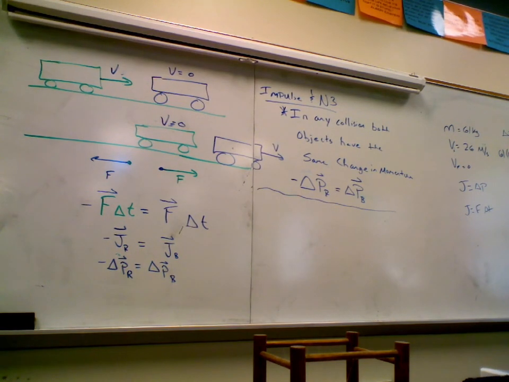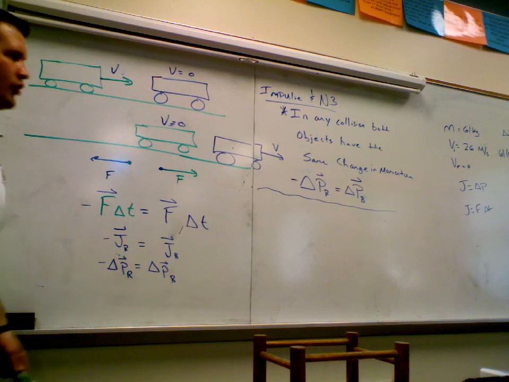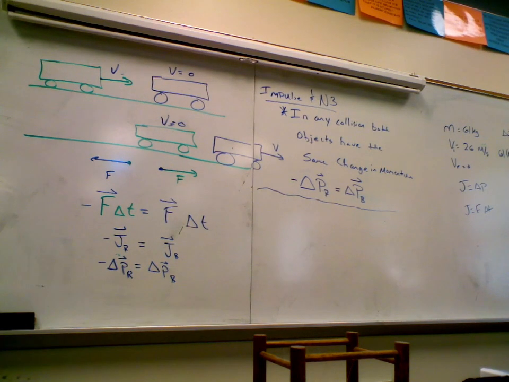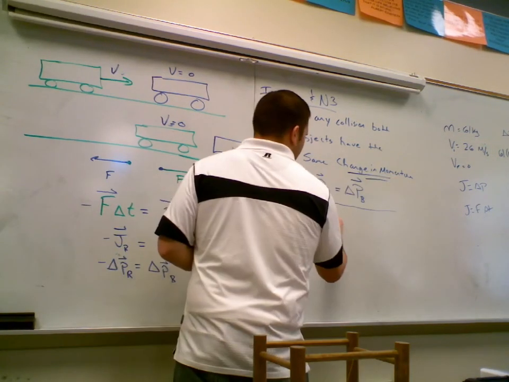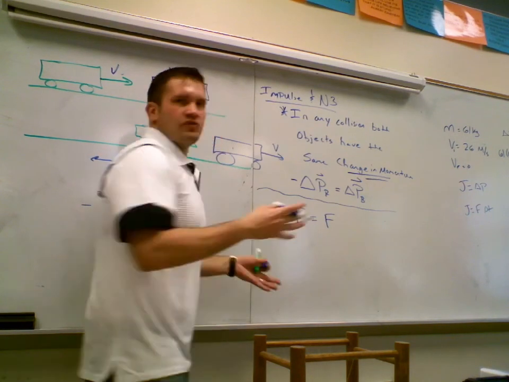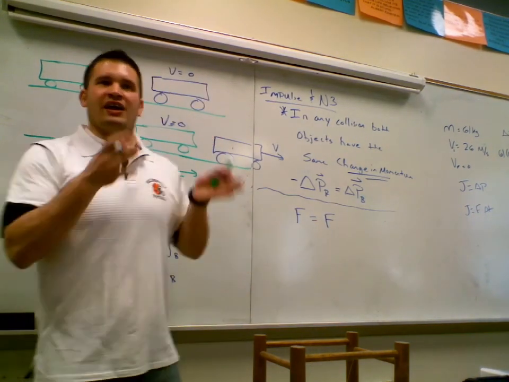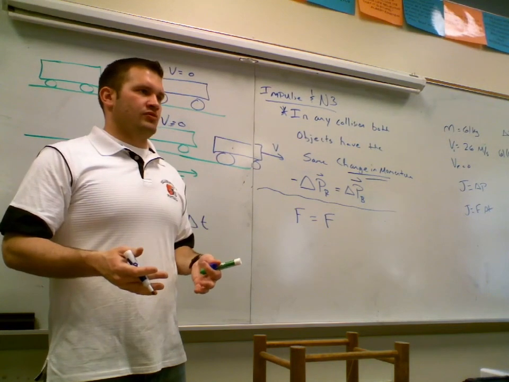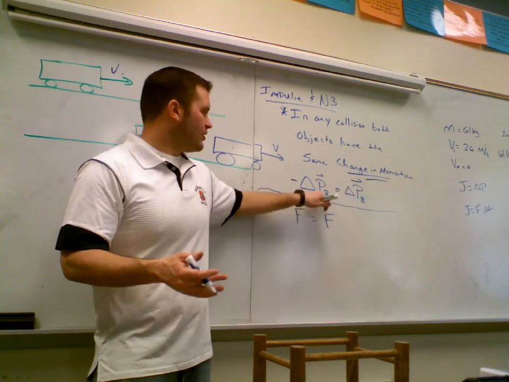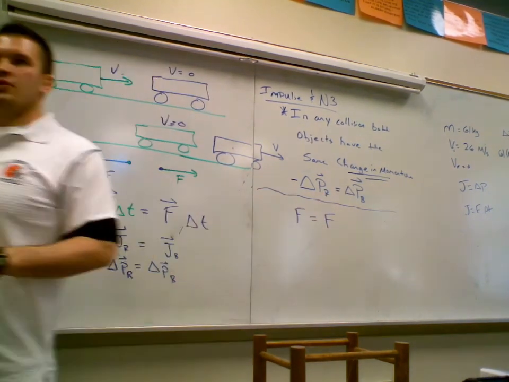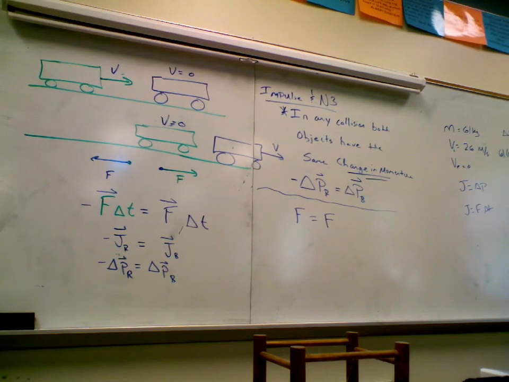Okay, so the big point: in any collision, both objects have the same change in momentum. And that's a result of Newton's third law. The reason they have the same change in momentum is because the forces are equal and opposite, and they have the same time interval. Same time interval means same change in momentum, because force times change in time is the change in momentum. Does that make sense, guys? Are there any questions?